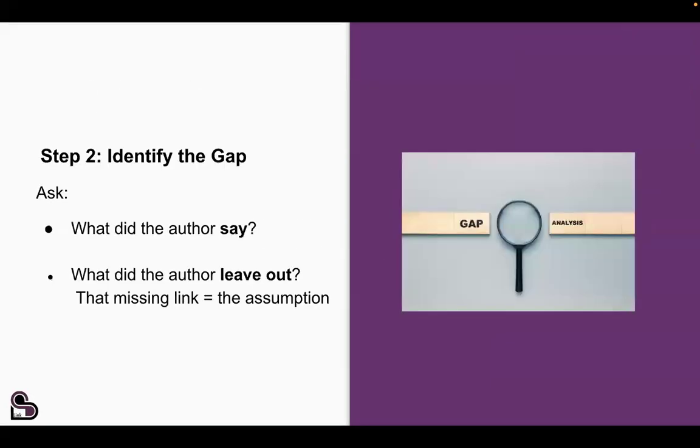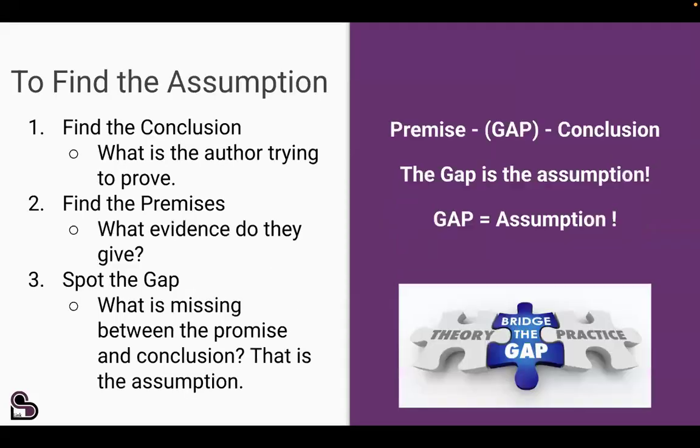So step two, you're going to identify the gap. So what is the gap? What did the author say and what did the author leave out? That missing piece is the assumption. So when we're identifying the gap, we've got the conclusion on one side and the premise on the other. And in between, in that gap, that's your assumption.